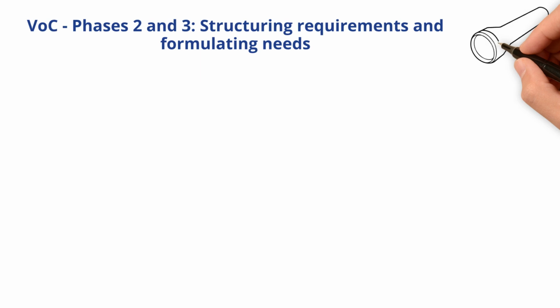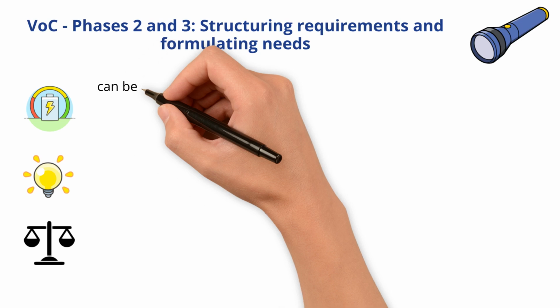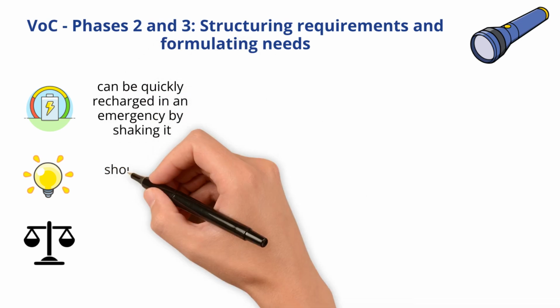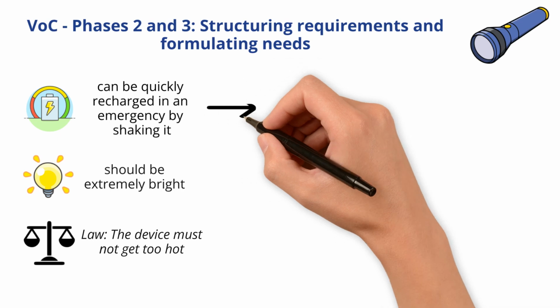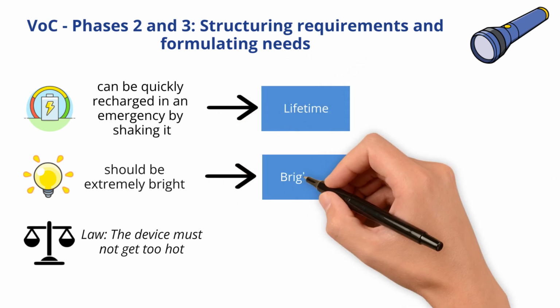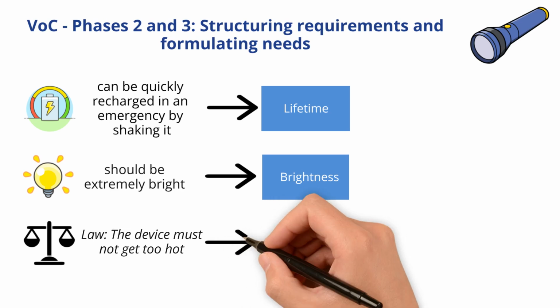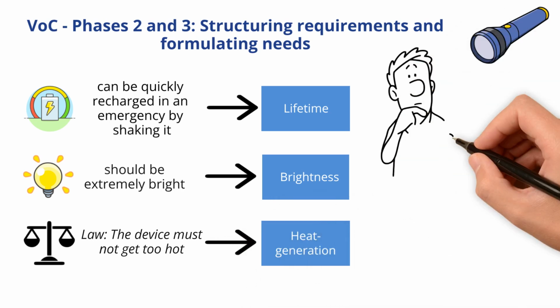In phases 2 and 3, the customer requests that have been formulated are grouped into requirements with overarching categories. This helps create a clearer structure. A major advantage of this approach is that, even at this early stage of development, it's possible to identify requirements that interact with one another. This allows contradictions to be uncovered and addressed early on.